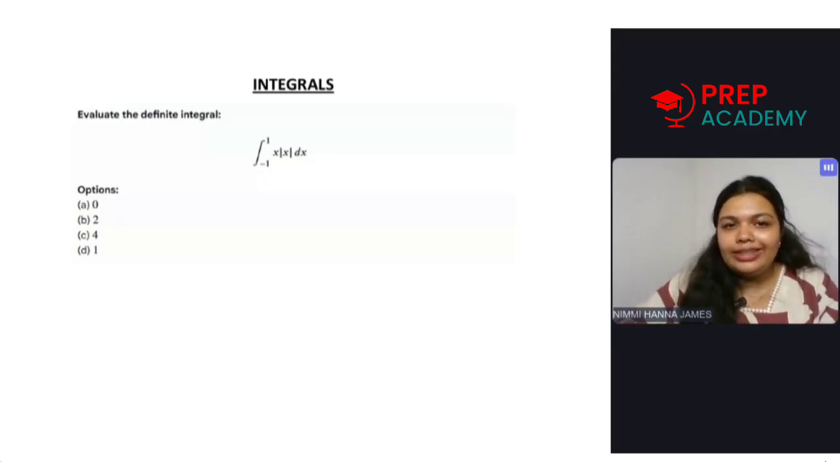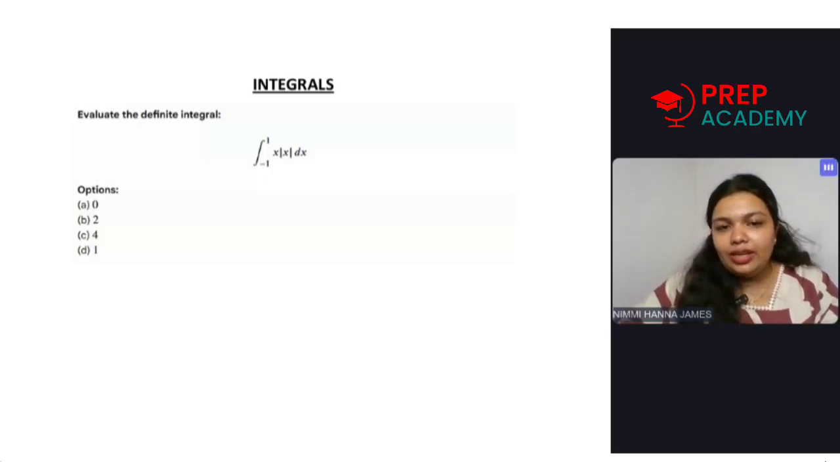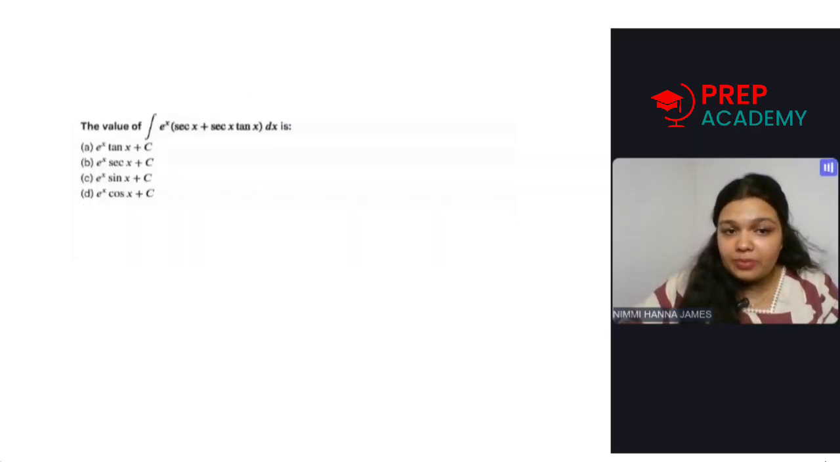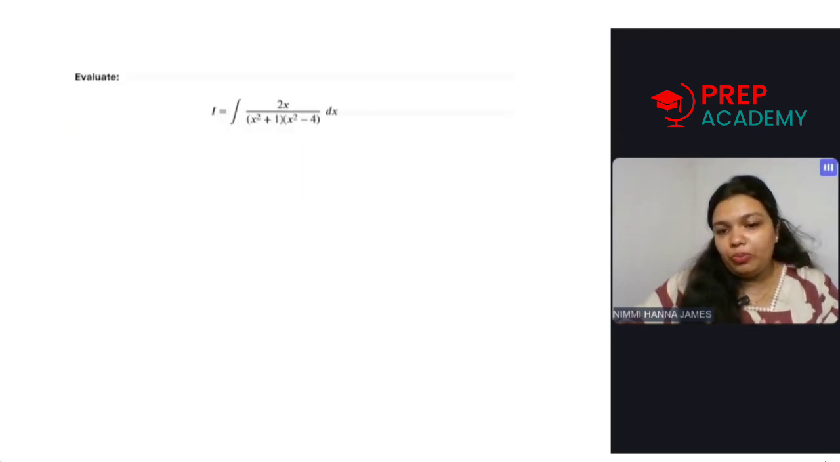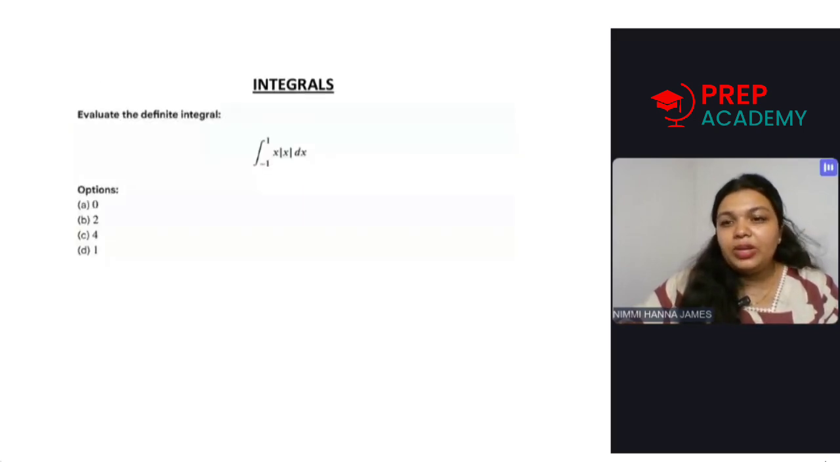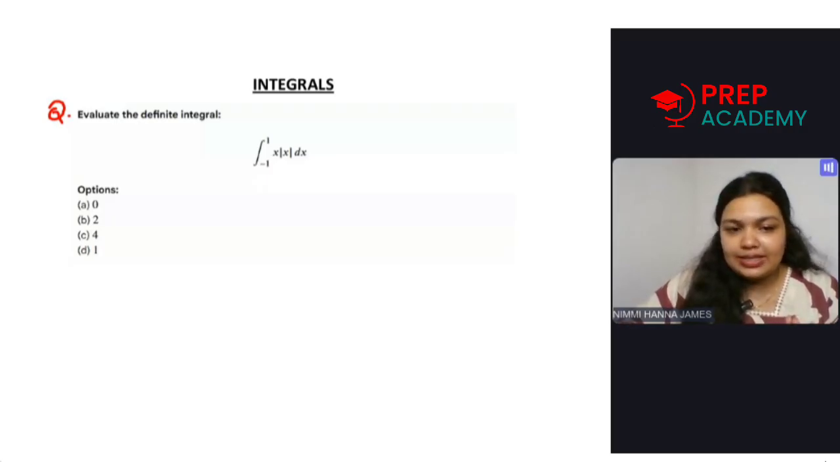If you are a little bit confused or unsure about something in this chapter, then you can of course proceed. If you are very fresh to this chapter, please learn the chapter and do some of the problems from the exercises. So we can do some problems which are previous year questions, important questions. Okay, so the first question is: evaluate the definite integral, integral minus 1 to 1 x mod x dx.